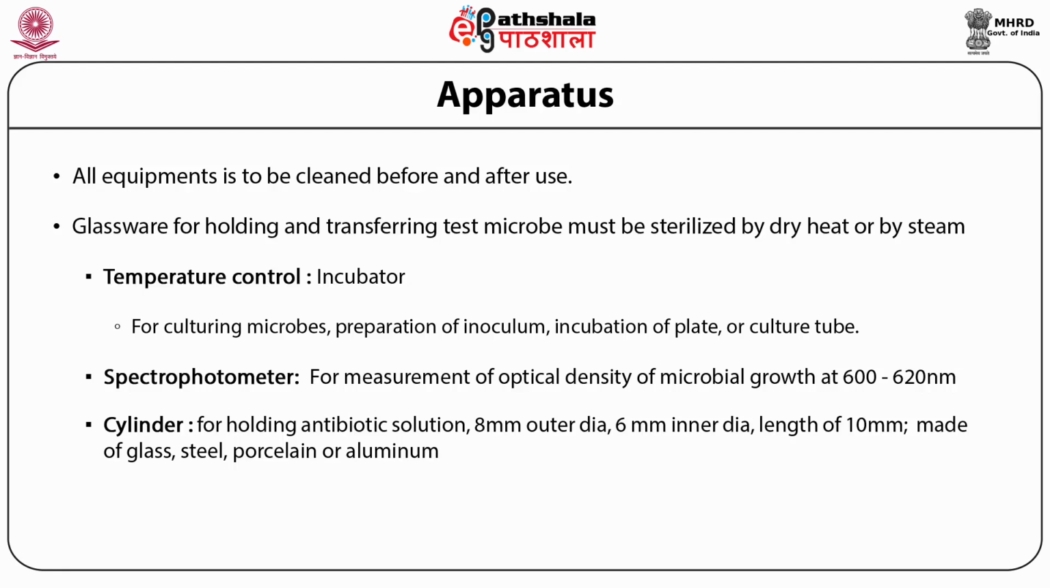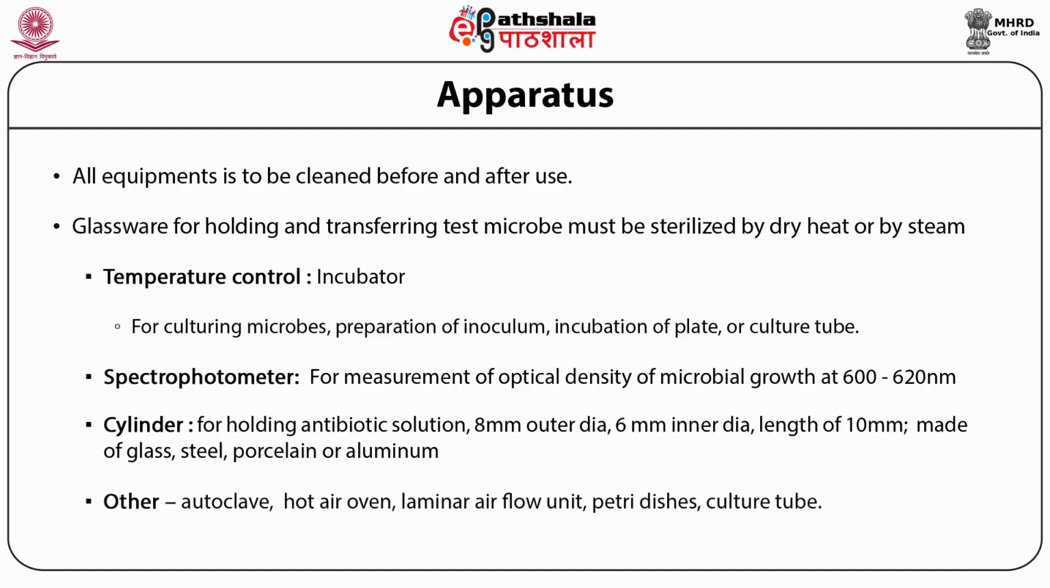used in antibiotic assay. Other apparatus or instruments include the autoclave. Autoclave is an apparatus used for preparation of sterile medium. Hot air oven is another apparatus used for sterilization of glassware by dry heat method. Laminar airflow units are used for aseptic work. Petri dishes and culture tubes are glassware commonly used in microbiological assay systems.